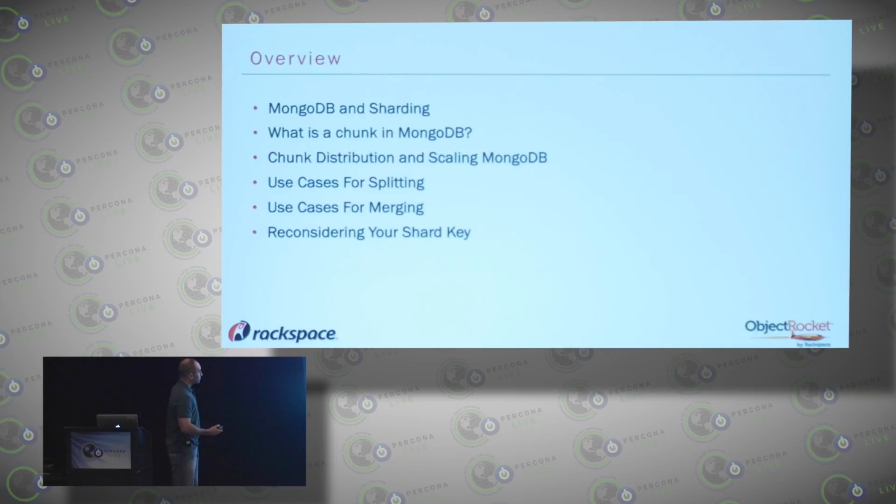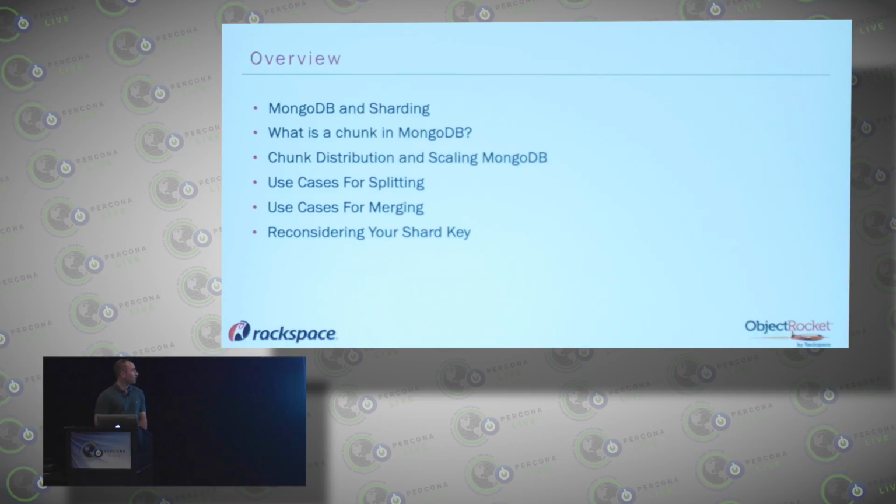So during this presentation, I'm going to discuss MongoDB and sharding. What is a chunk in MongoDB? Chunk distribution and scaling MongoDB. Use cases for splitting those chunks. Use cases for merging chunks. And possibly reconsidering your shard key. I'm going to be focusing on versions 2.4 through 3.0, and 3.0 including WiredTiger.